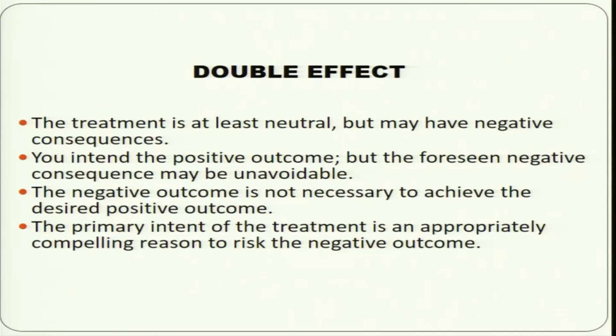The treatment is at least neutral, but may have negative consequences. Your treatment is proper, good, for the good of the patient, but may have negative consequences. You intend the positive outcome, but the foreseen negative consequences may be unavoidable. In such a situation, the patient may die because he is already in the terminal phase, he is almost dying. The negative outcome is not necessary to achieve the desired positive outcome, and the primary intent of treatment is an appropriately compelling reason to risk the negative outcome.